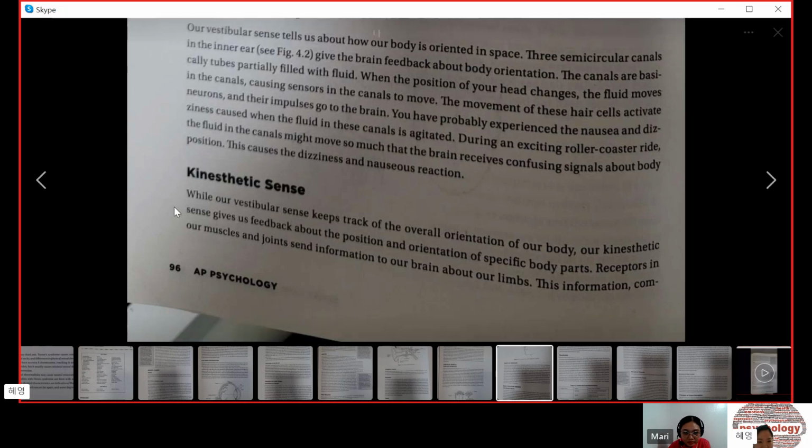And the next one is the kinesthetic sense. While our vestibular sense keeps track of the overall orientation of our body, our kinesthetic sense gives us feedback about the position and orientation of specific body parts. Receptors in our muscles and joints send information to our brain about our limbs.